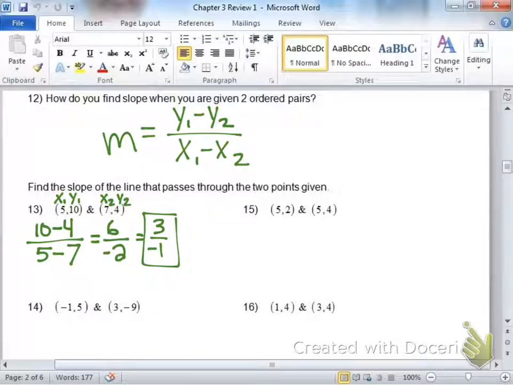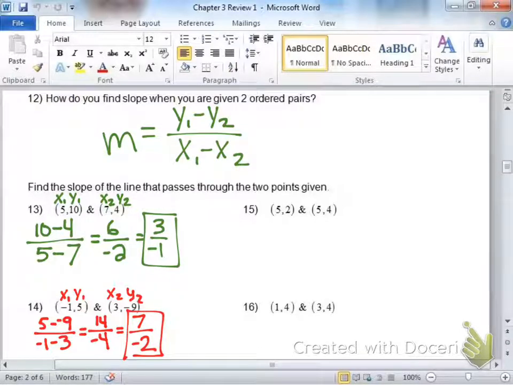All right, let's jump to number 14. It's actually going down. So we have x1, y1 again, x2, y2. We want the y's on the top, so 5 minus negative 9. On the bottom, we want negative 1 minus 3. So that's 14 over negative 4. Those are both even numbers once again, so you can just divide top and bottom by 2. So that'd be 7 over negative 2. The calculator will do that reducing for you. You just use the ABC button.